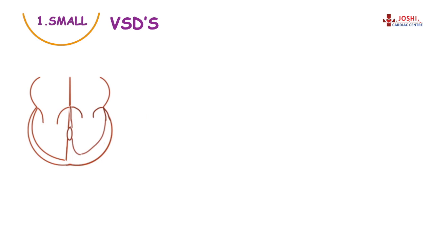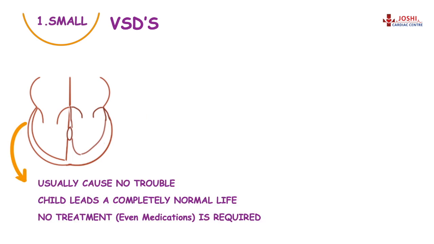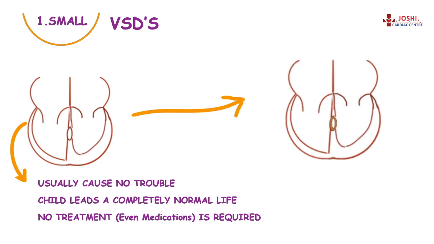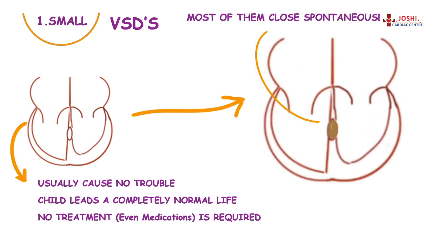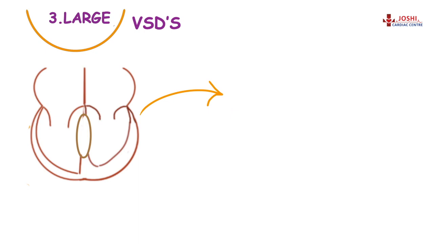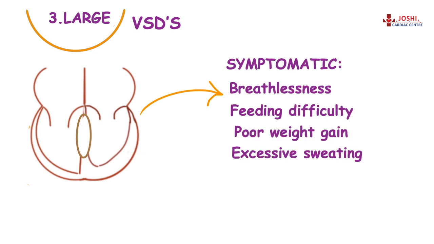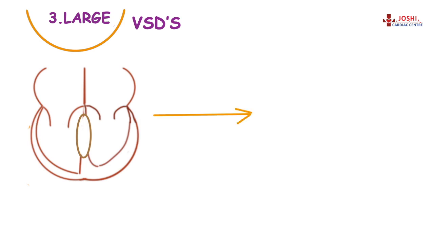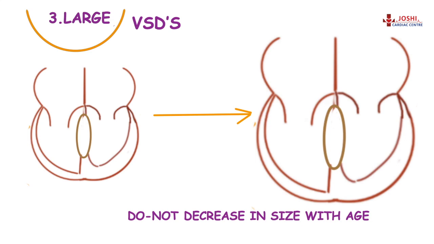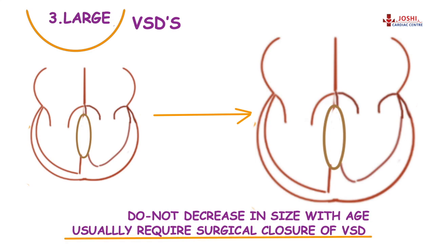So let us see treatment required and outcome in various types of VSDs. Small VSDs usually cause no trouble and are asymptomatic. Child leads a completely trouble-free life and no medications are required. With time, most of these VSDs close spontaneously. Large VSDs, on the other hand, are usually symptomatic. They cause breathlessness, feeding difficulty, poor weight gain, and excessive sweating. Large VSDs do not decrease in size as a rule. They usually require surgical closure by 6 months of age.